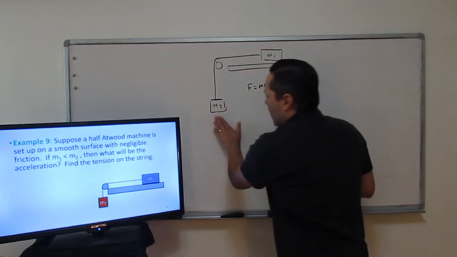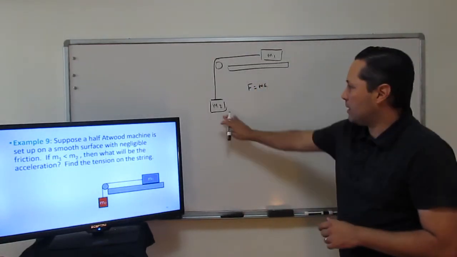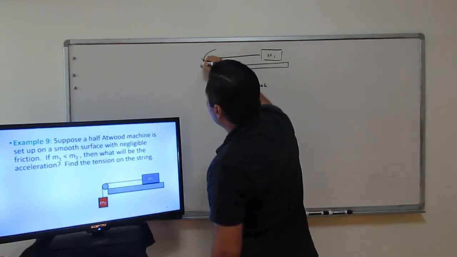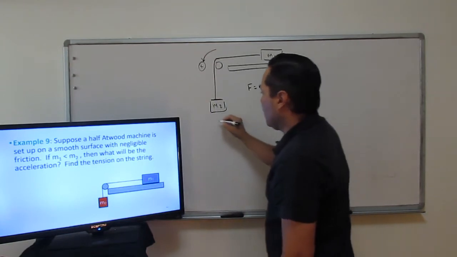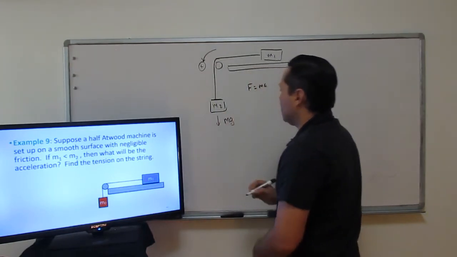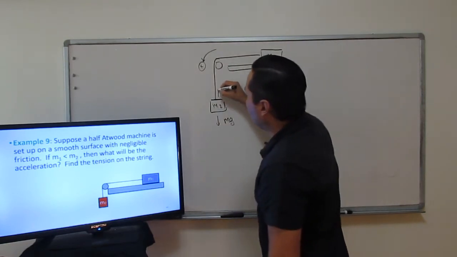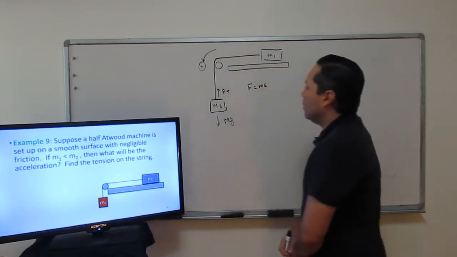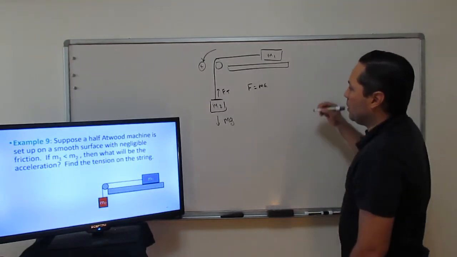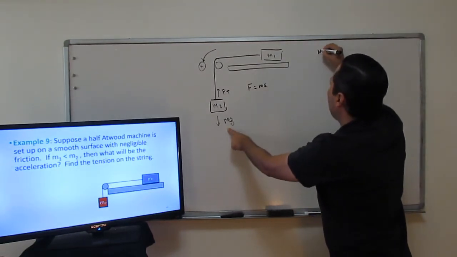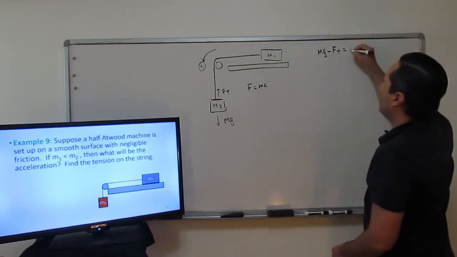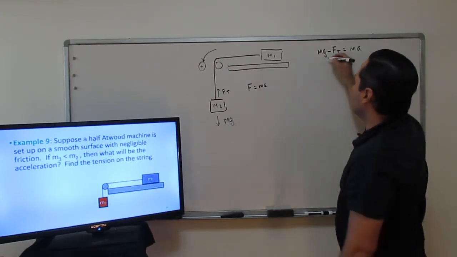Alright, so what forces are acting on M2? We're going to say that's the positive direction. There is the force of gravity, so I'm going to put mg, mass times gravity, and in the opposite direction is the force of tension. So the formula is going to be positive mg minus Ft equals ma, and that is for the mass of the second object.